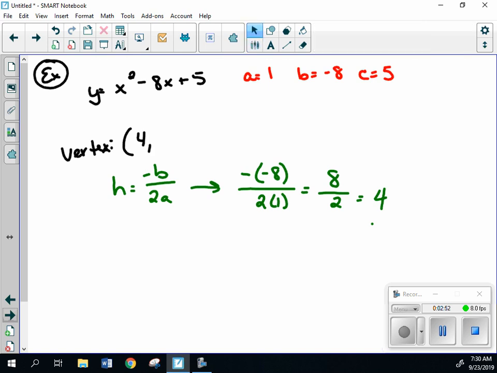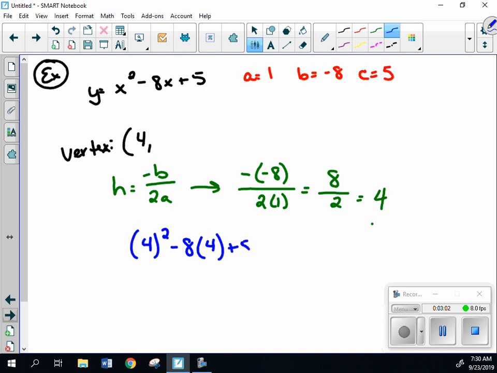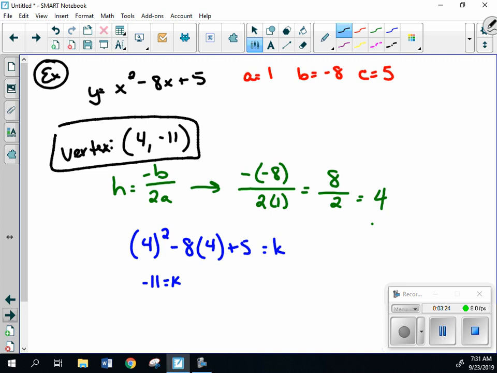Now I need to substitute in order to find my k value. So I'm going to have 4 squared minus 8 times 4 plus 5, and that's going to give me my k value. So 4 squared gives me 16. 16 minus 32 gives me negative 16. And then plus 5 is going to get me my negative 11. So my vertex is located at 4, negative 11.